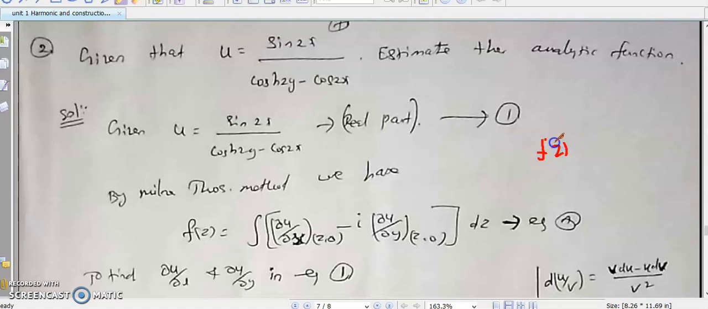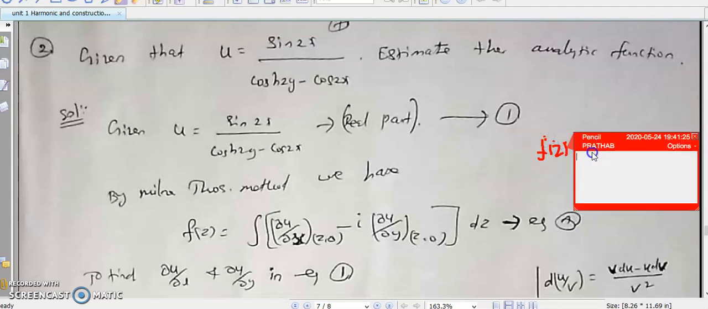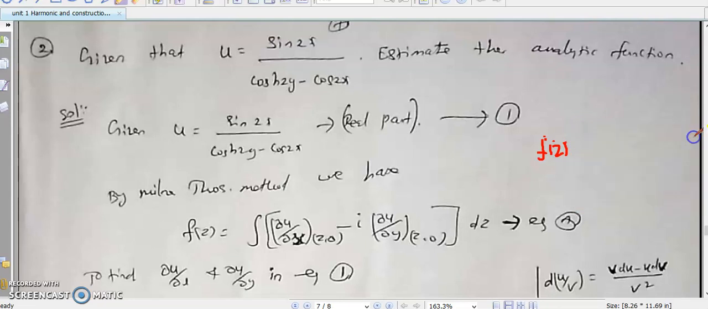So f dash of z equal to, we can write the formula ux plus uy. Okay, that method is enough, but here I'm not able to write here. So f dash of z equal to ux, then plus i into vx. So replace everything in u terms by using the CR equations.